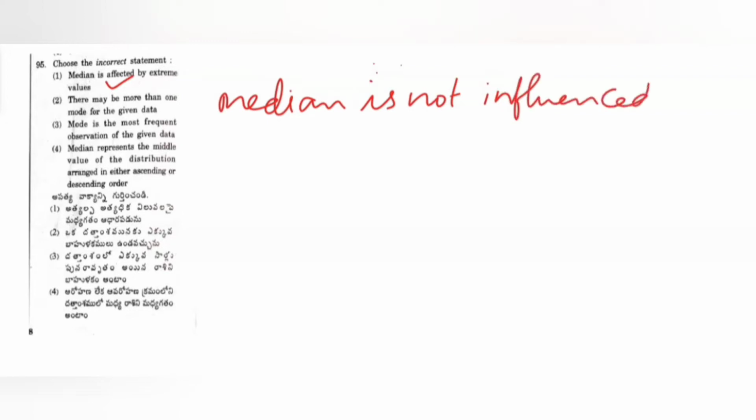Coming to the first one, median is affected by extreme values. Yes, this is the false statement. This is our correct option. Median is not affected or influenced by any extreme values. If you change any numbers which are at the ends of the data, the median does not change. It depends only on the middle values, either 1 or 2 in the middle. It depends only on those values, but it is not influenced by any extreme values.